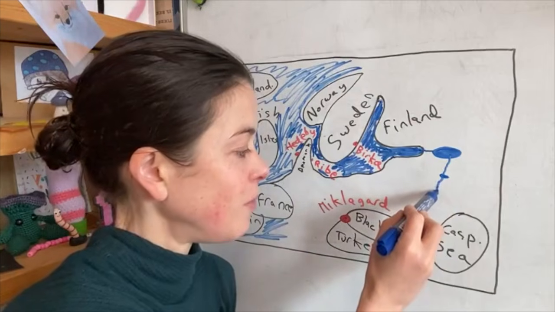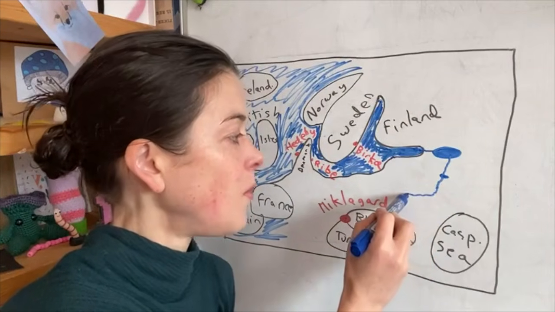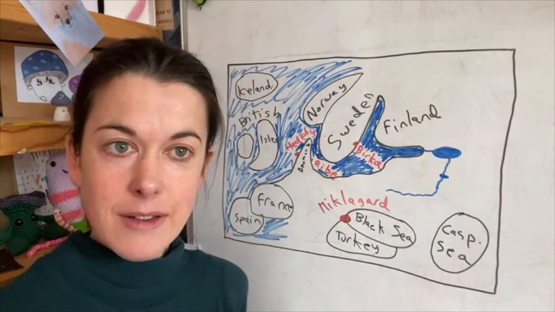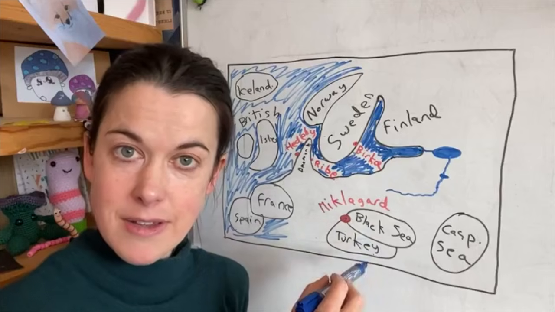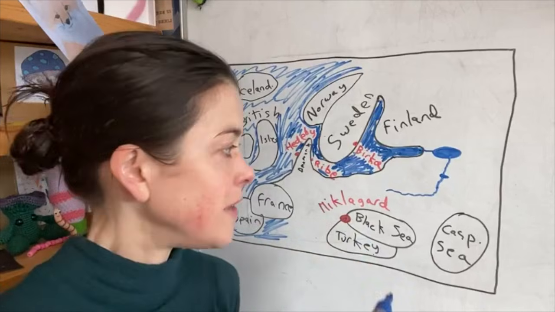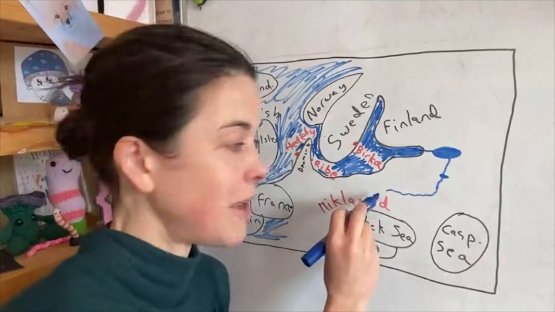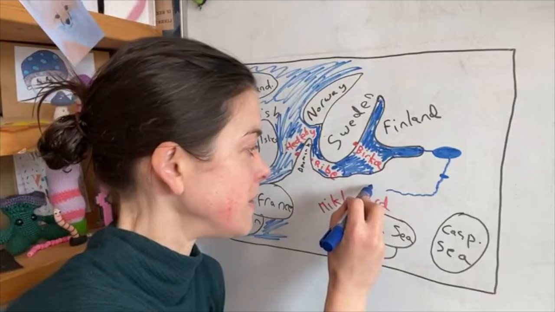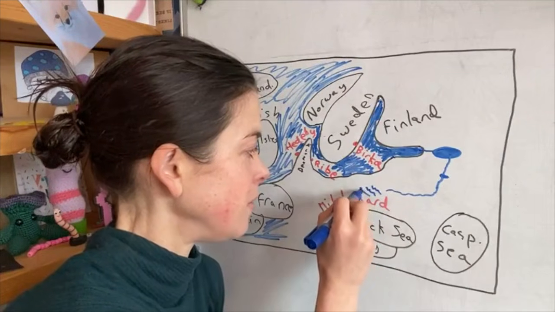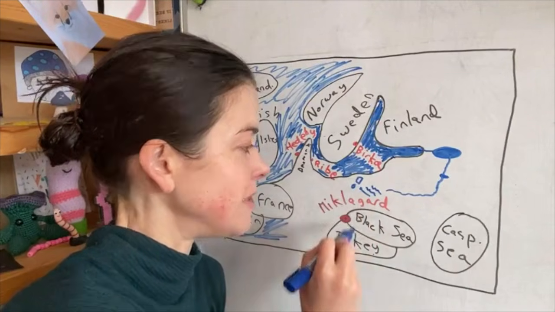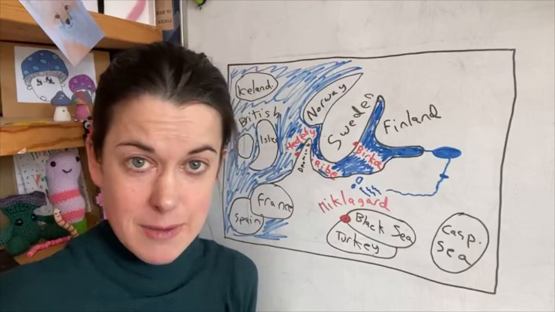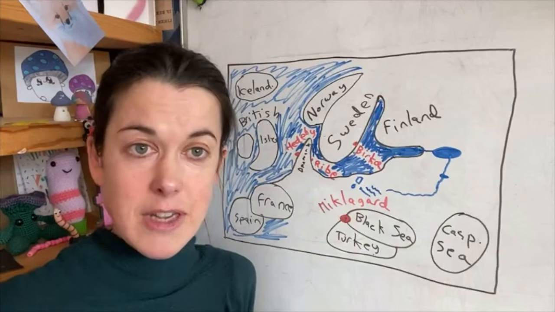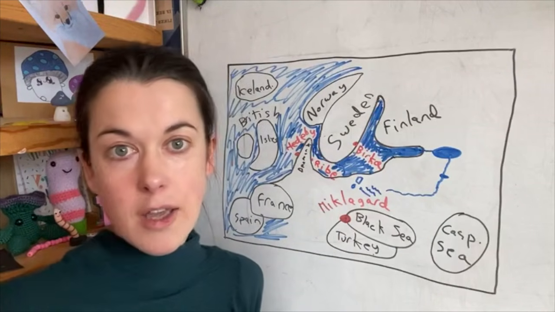But you don't have water all the way to Miklagard. There is some land. And also, up here in what is now the Ukraine, there's some rapids. I'll draw those on with a big exclamation mark. Oh no, rapids! You can't go through the rapids. There's a major problem. It's too dangerous. What are you going to do?